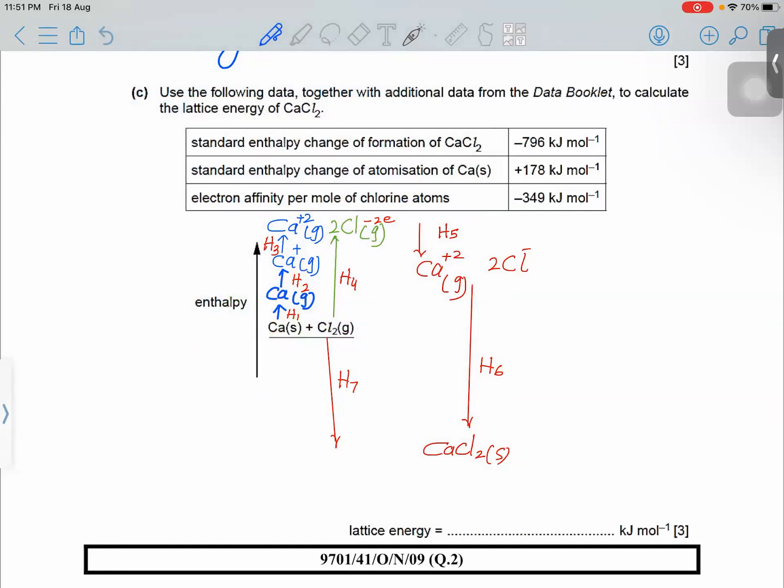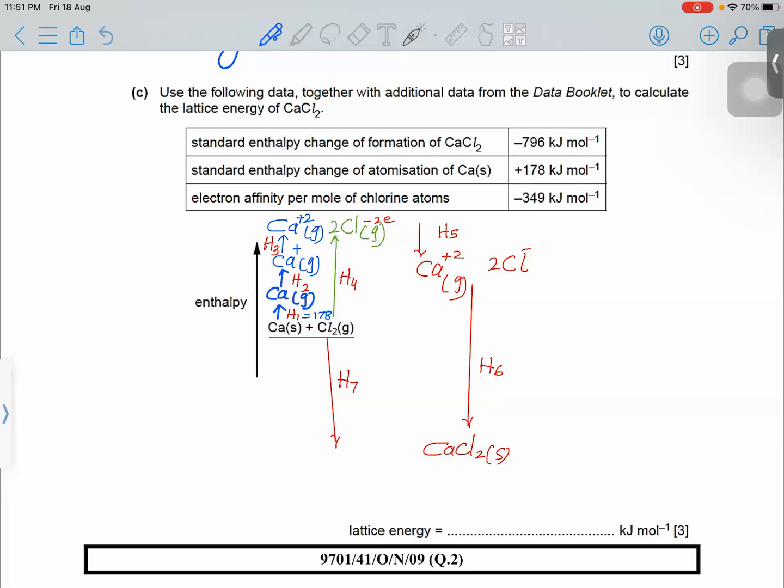Can you tell me the values? Alia, can you tell me the H1 value? H1 is 178, sir, the atomization of calcium. Okay, 178. Then H2: it is not written here, right? This is an older question, so you have to use the data booklet. Do you have a data booklet? No, sir, I don't.